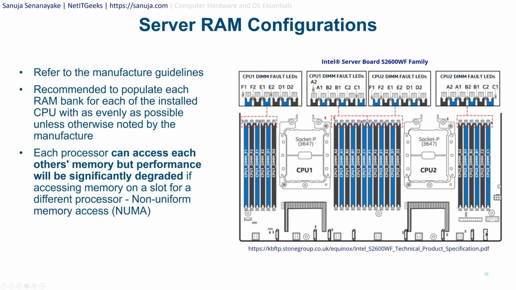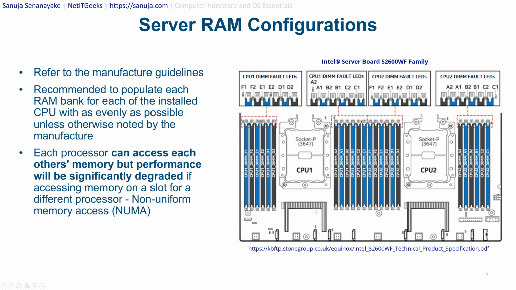If you have 2 CPUs installed on your motherboard, for example in this Intel server board 2600 family, but you don't have enough RAM to populate all of these RAM slots, please try to evenly distribute your RAM between the CPU 1 and CPU 2 RAM banks, because that will maximize your ability to get the maximum out of your RAM modules. That will give you the best performance. But if you have the ability to populate all of these slots, just populate all of them.